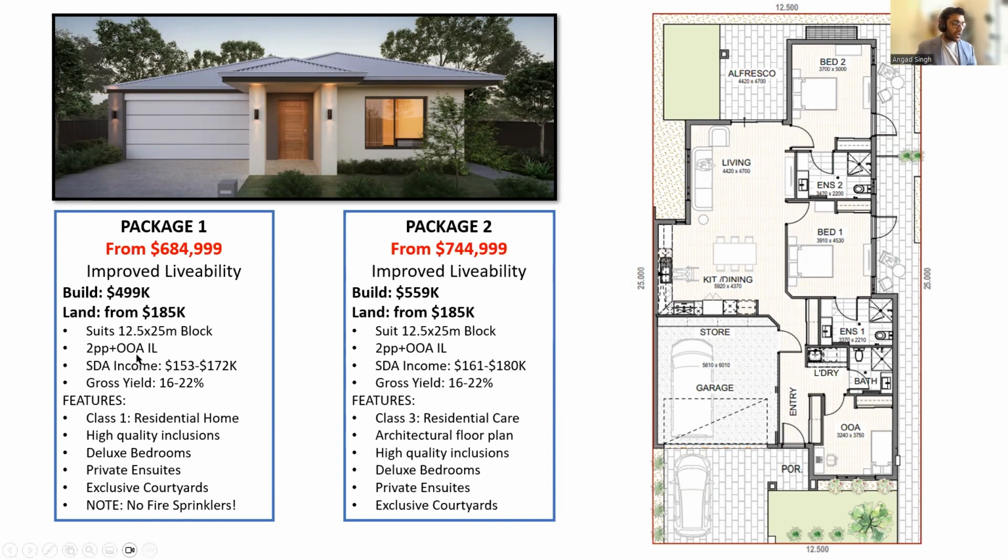So really, we always encourage people to pick the best product within their budget, rather than trying to go for the cheapest product that they have access to, if that makes sense. So that's our two improved livability packages, starting around $685 and $745.